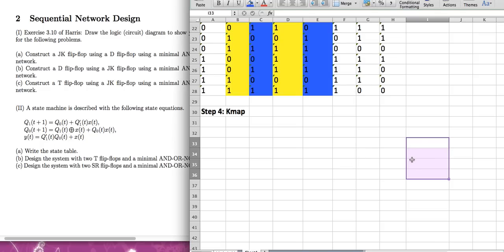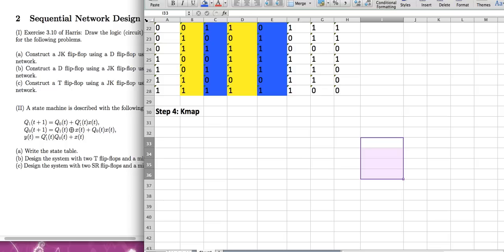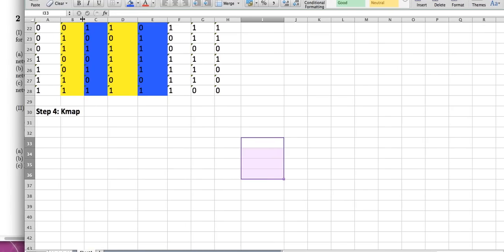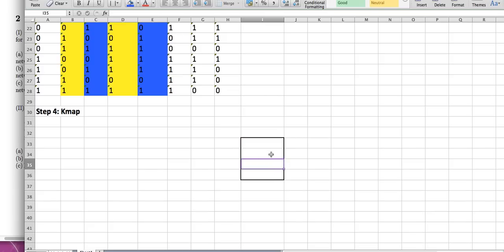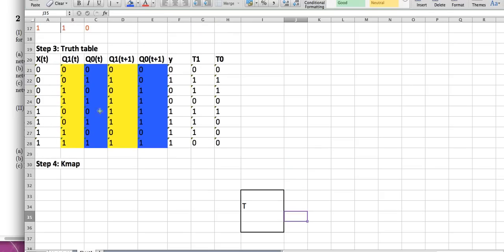So what we need to know is to write a function in terms of T. So I have a box, which is a T flip-flop, so I have T here. This is my T box, my T flip-flop. I don't know what's going to come in here, so I need to write a function of T in terms of something else. And that something else is what our input is. So on this side, I would have X, and then I would have Q1 and Q0.